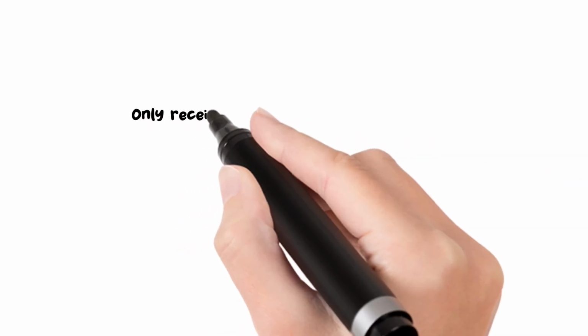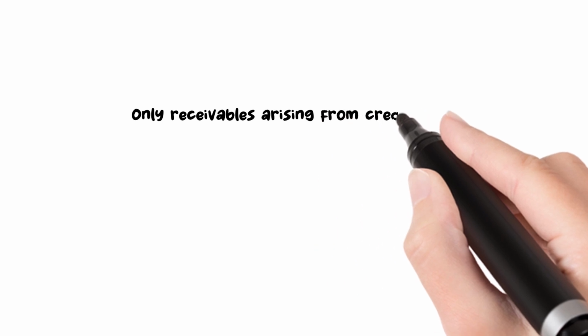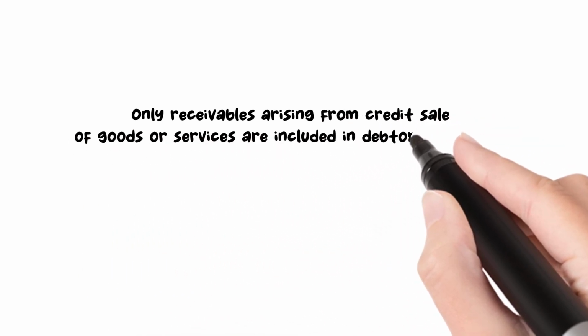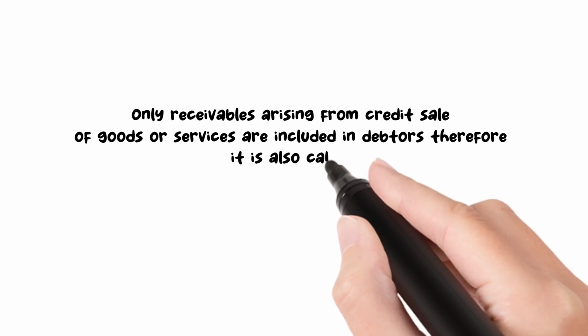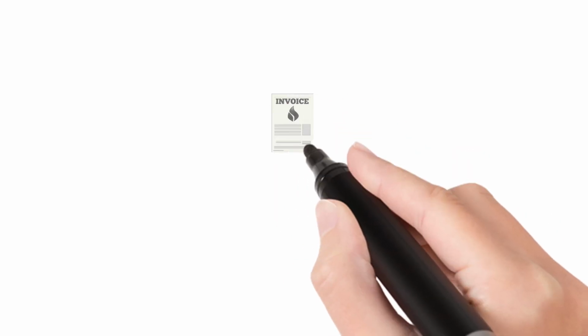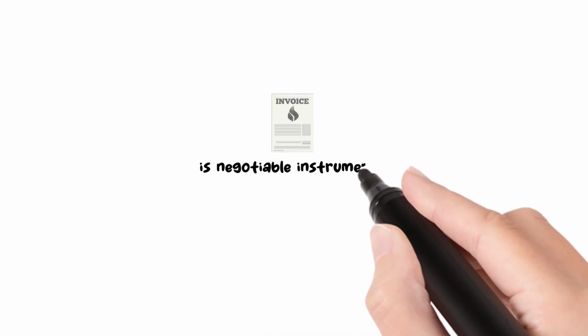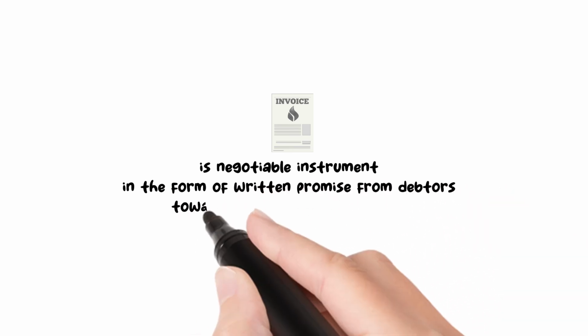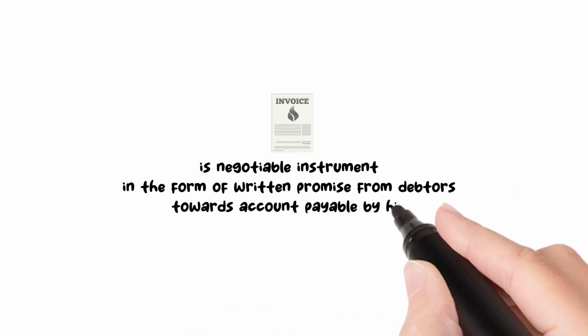Only receivables arising from credit sale of goods or services are included in debtors. Therefore, it is also called accounts receivables, trade receivables, or trade debtors. Bills receivable is a negotiable instrument in the form of a written promise from debtors towards the account payable by him.